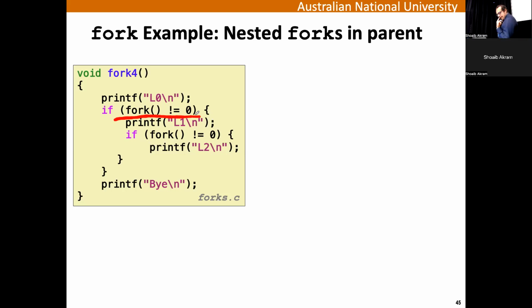It's saying not equal to 0. Who is not equal to 0? Parent, right? Parent gets the process ID of the child, which is greater than 0. Child gets 0. Okay? There's an unambiguous way to distinguish between the parent and the child. The child always gets 0.